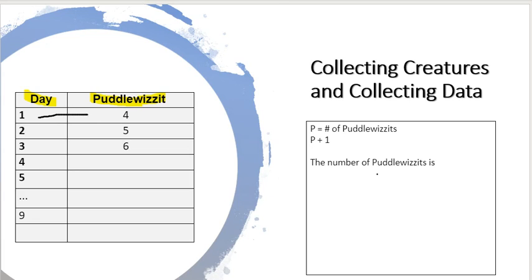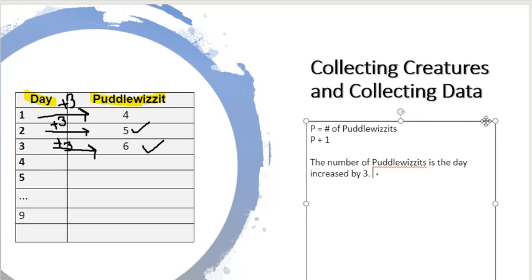We go 1 and we think, how do I get to 4? Well, this time I'm going to try add 3. And let's see if it applies to the other rows of our t-table. So 2 plus 3 is in fact 5. And 3, we are going to add 3. And we're lucky, it equals 6. So we now know that the number of puddle wizards is the day increased by 3. That word sentence actually tells us what is happening in that t-table.